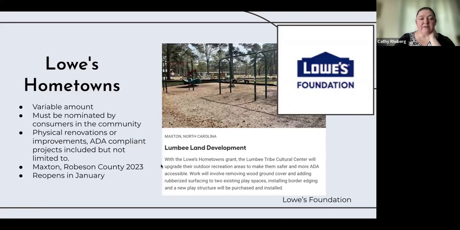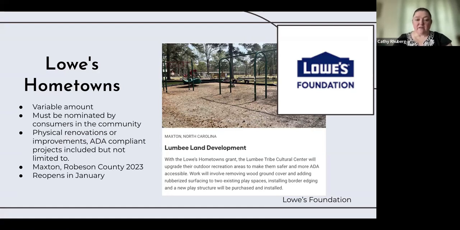Lowe's Hometowns. This is really one of my favorites. Again, it reopens for the 2025, likely in January. This is one where the community nominates you through Lowe's for a project. That's pretty easy to get someone in the community to recommend you. This allows for physical renovations or improvement, ADA compliant projects included, but not limited to. So it doesn't have to be used for making something more accessible, but that is something that they like to see.